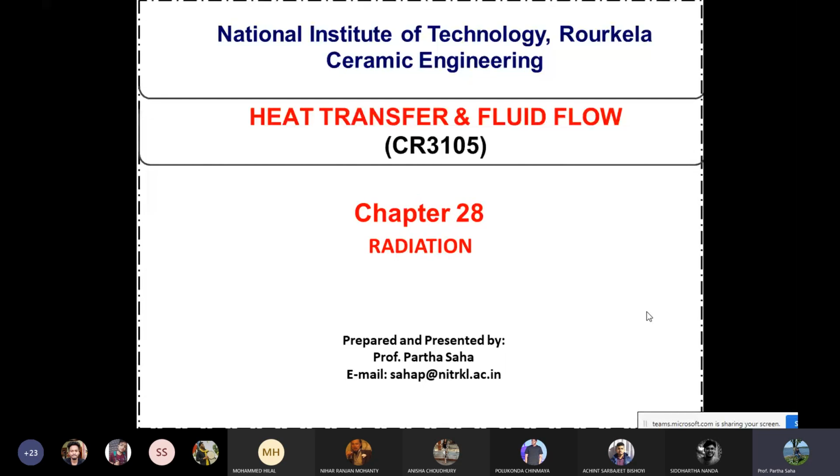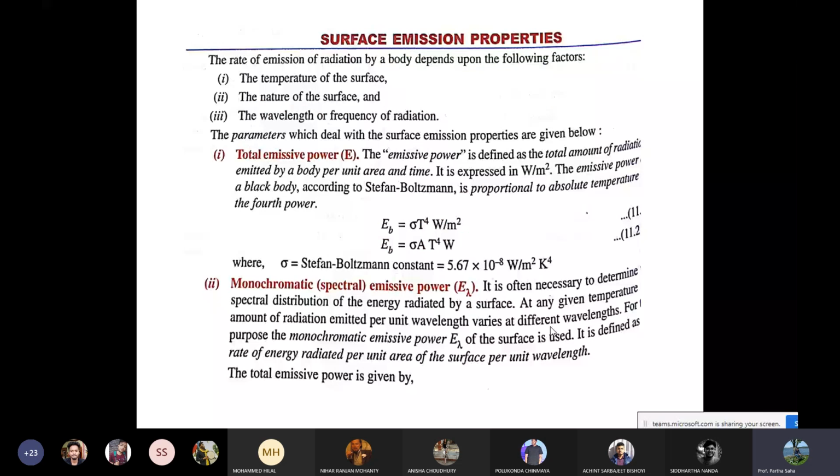Today is our class number 28, and mainly we're going to talk about radiation. I think all of you are aware of radiation. Radiation heat actually comes from an object which is radiating electromagnetic waves. The emission of radiation depends on various parameters, starting from the temperature of the surface, the nature of the surface, and the wavelength or frequency of the radiation, like sunlight coming from far away. That radiation depends on the temperature of the sun, which is very hot.